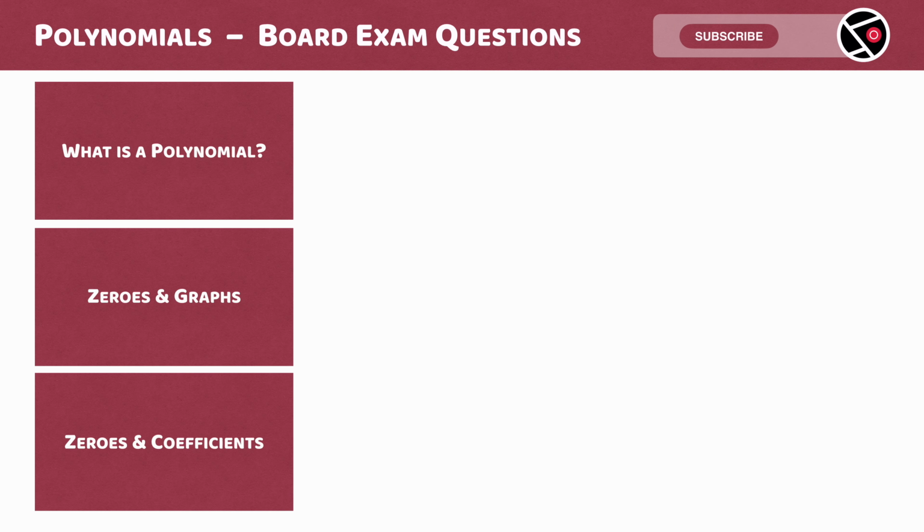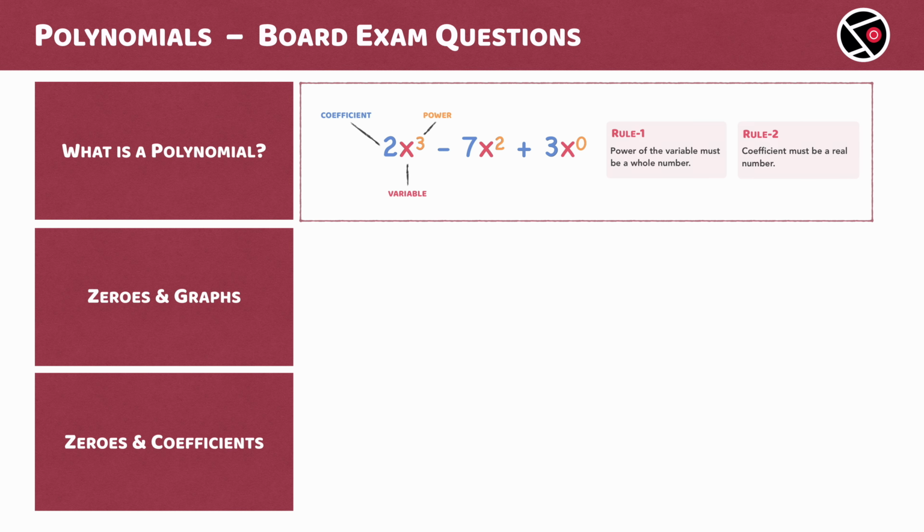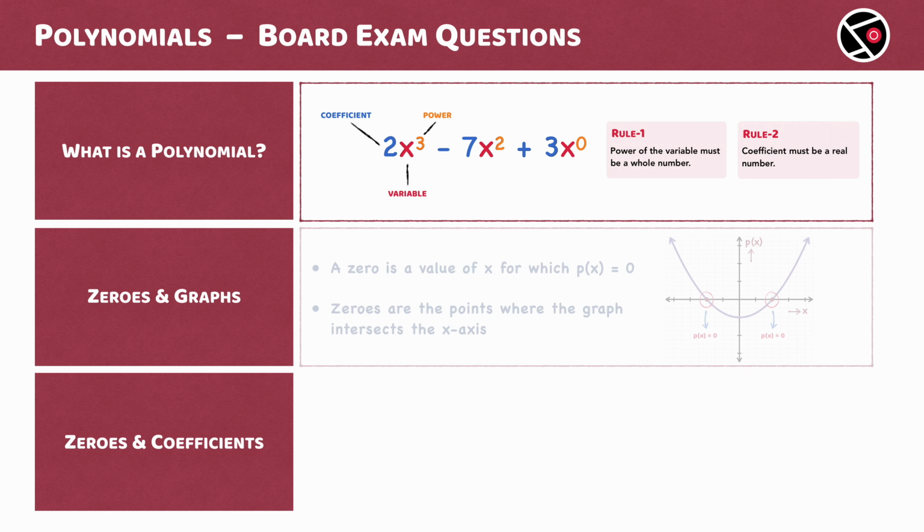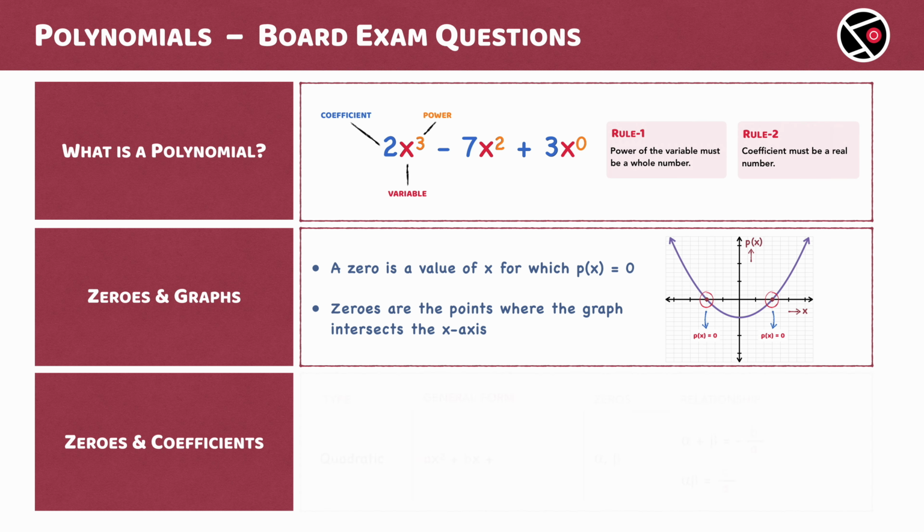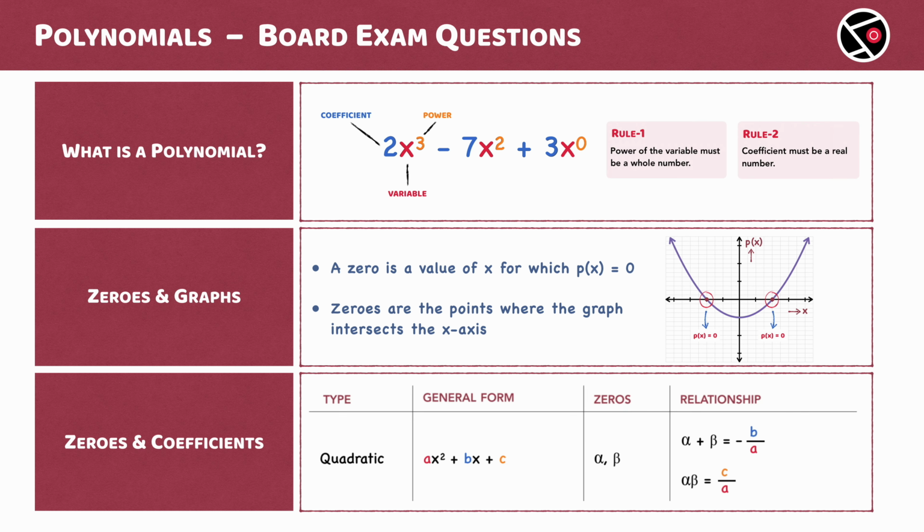In the last few lessons, we learned about polynomials, what polynomials are, how graphs and zeros are connected, and how zeros are related to the coefficients. But now comes the most important part. What kind of questions actually appear in the CBSE board exam? Almost all questions on polynomials follow one of these 7 patterns.